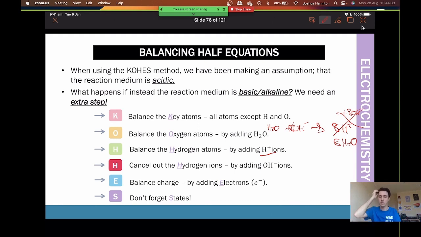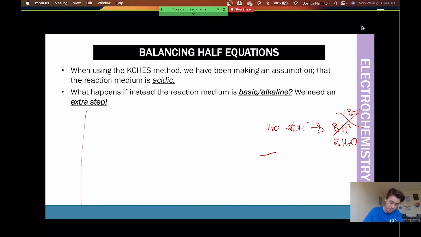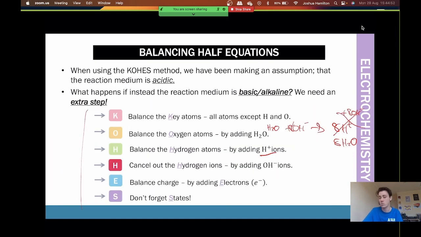Now, with this technique, really important, we assume that we are acidic unless told otherwise. So we don't use this one. We use this one here unless told otherwise. If we are told in the question that it is a basic or alkaline environment, we must use this one. But if we are not told in the question anything, we don't know if it's acidic, we don't know if it's basic, we assume acidity. We assume that it is acidic, and we use the H plus method.